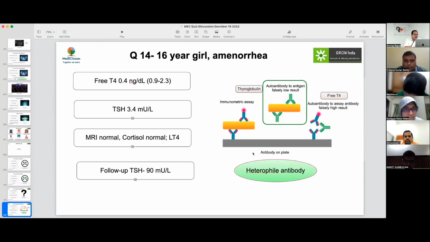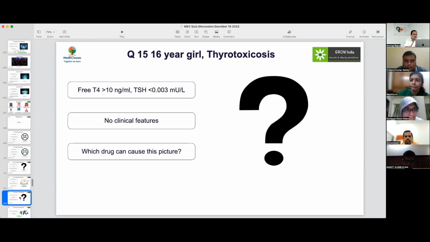The next question will go to Dr. Sumaya. And the question there is, again, a 16-year-old girl referred to you as thyrotoxicosis. FT4 is very high. TSH is very low. There are no clinical features, no goiter, no tachycardia, no tremor. The treating physician said that there seems to be a drug which has caused this result, and he was right. So which drug can cause this sort of a bizarre thyroid profile?